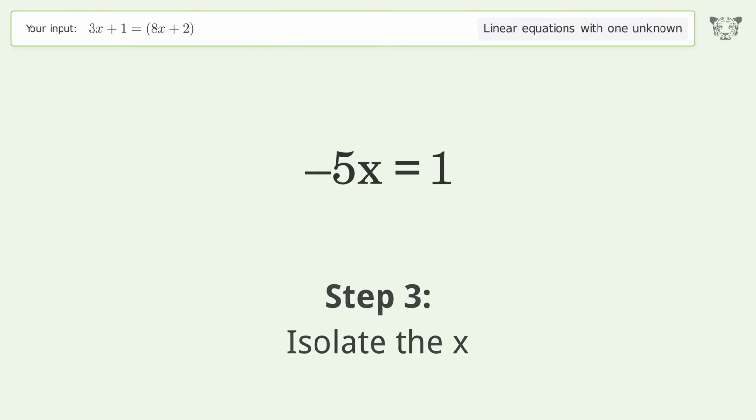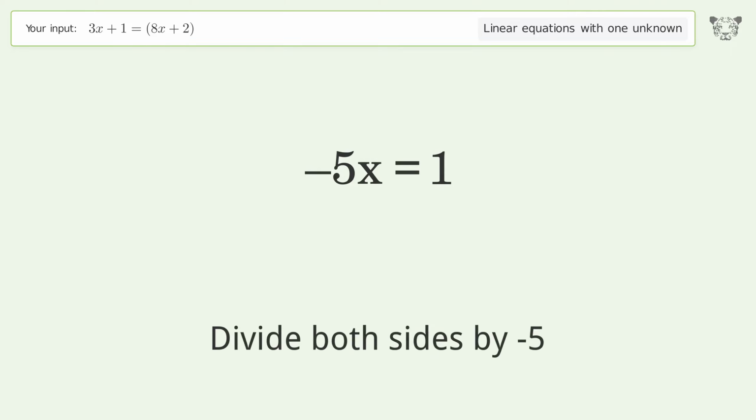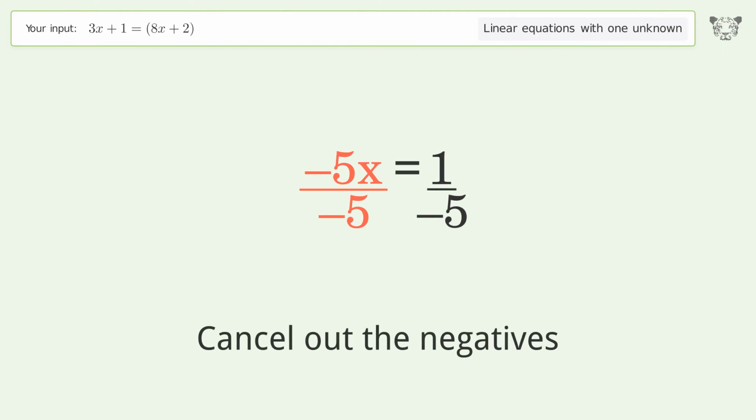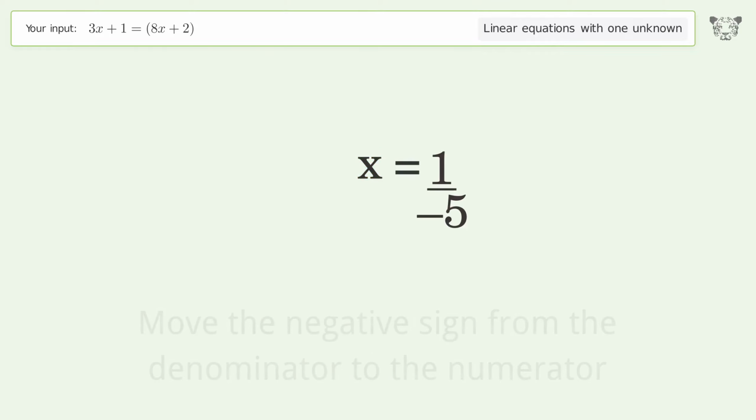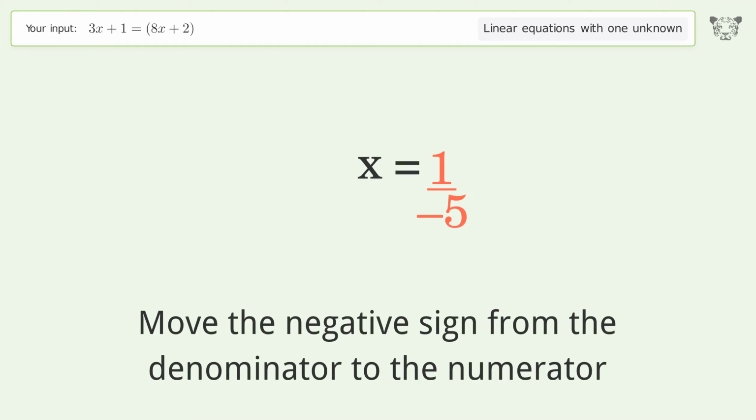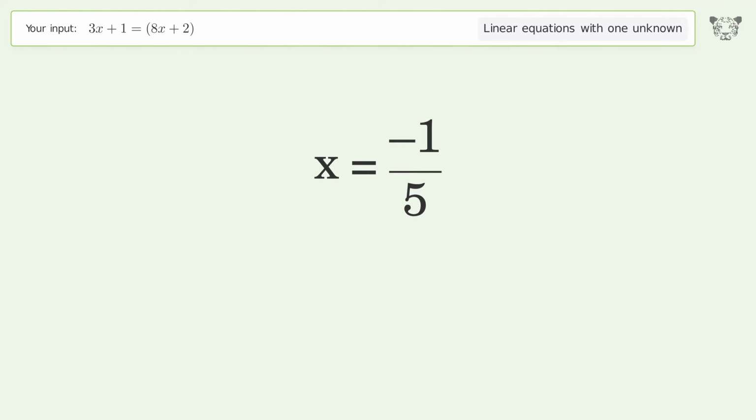Isolate the x. Divide both sides by -5. Cancel out the negatives. Simplify the fraction. Move the negative sign from the denominator to the numerator. And so the final result is x equals -1/5.